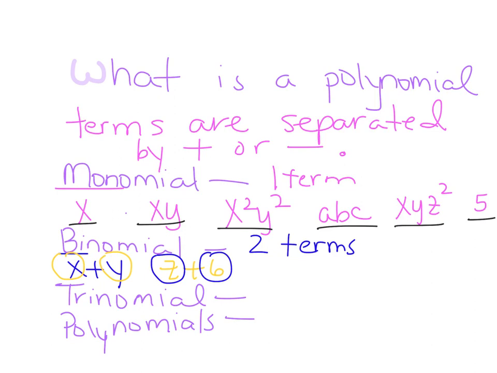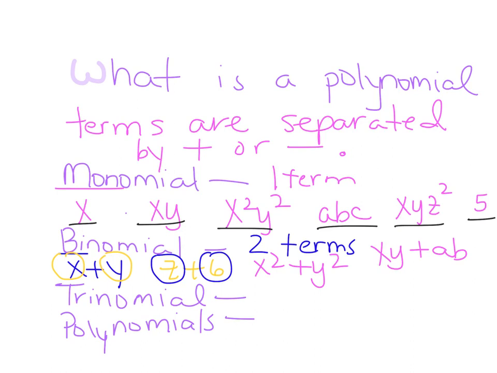We could do something like x squared plus y squared. Again, 2 terms, one addition sign. We could even do something like xy plus ab. Even though there are 4 variables, there are only 2 terms.